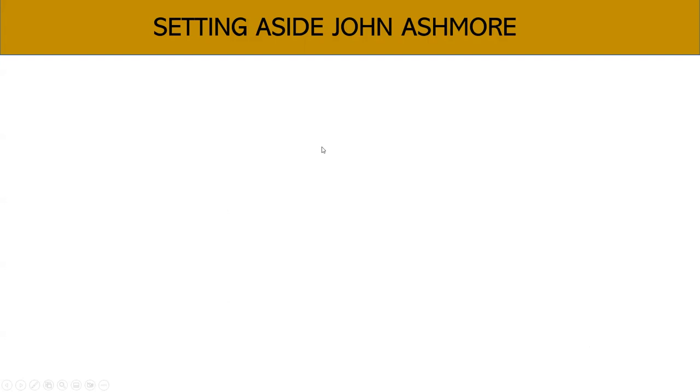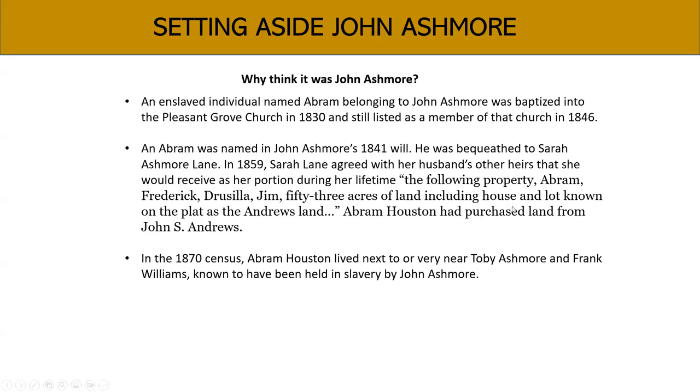Let's review why I thought it might have been John Ashmore, and then how I ruled him out. So why did I think it was him? There was an enslaved individual named Abram belonging to John Ashmore, baptized in that church. There was an Abram named in John Ashmore's 1841 will, and he was bequeathed to Sarah Ashmore Lane. He was mentioned in an 1859 probate document. Also, Abram Houston had purchased land from John S. Andrews, and that land is mentioned in that probate document. In the 1870 census, Abram Houston lived near Toby Ashmore and Frank Williams, who I already knew to have been held in slavery by John Ashmore.